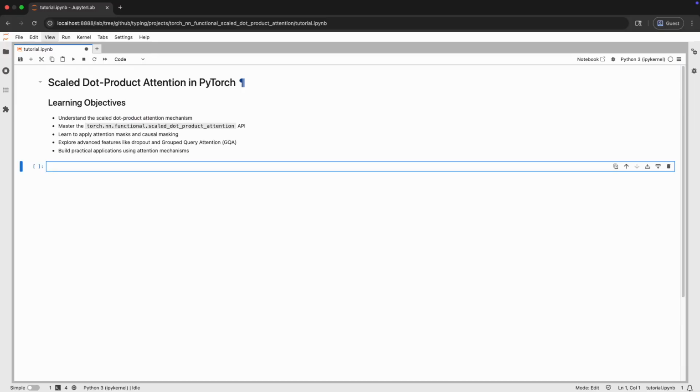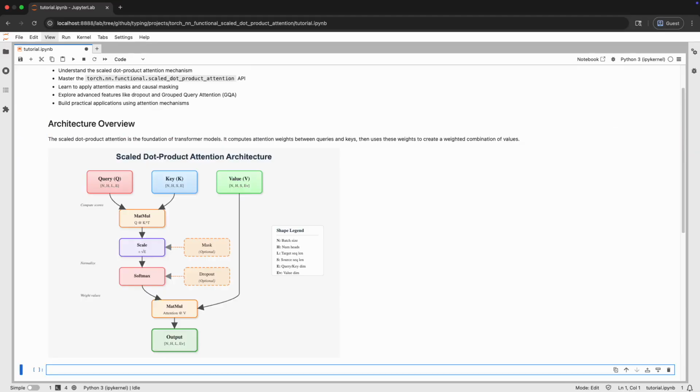torch.nn.functional.scaled_dot_product_attention API. We'll also learn how to apply attention masks and causal masking, explore advanced features like dropout and grouped query attention, and finally build practical applications using these attention mechanisms. Let's begin with an architecture overview.